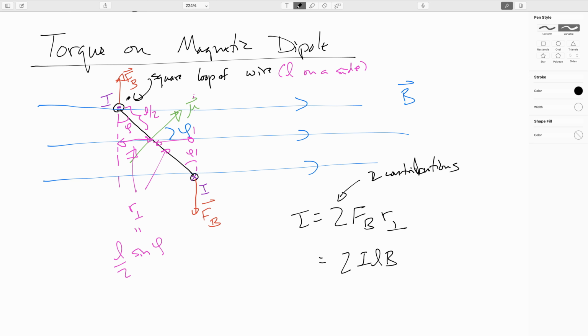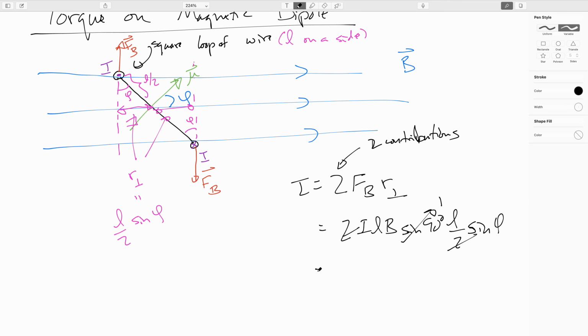ILB. And again here, the current is either going straight in or straight out of the screen. The magnetic field is pointing in the plane of the screen. So this is again going to be a sine of 90 degrees, which is 1. And then our r perpendicular is L over 2 sine phi. So the 2's cancel, thank God for small favors. And we can clean this up just a little bit to get that this is I times L squared B sine phi. Now this L squared is the area of the loop.